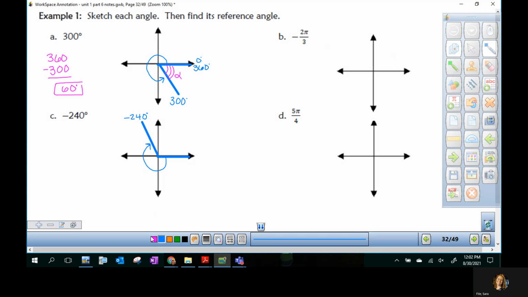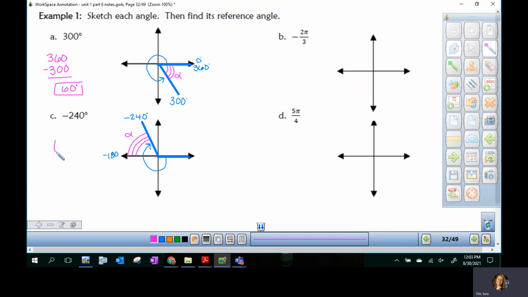Okay. Now the reference angle is how far is that terminal side from the x-axis? So this right here is what I'm looking for. Well, in the negative direction that we're traveling, we're saying this would be negative 180. So we're asking for the distance from negative 180 to negative 240. What would that come out to be?